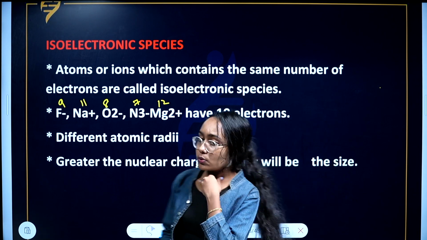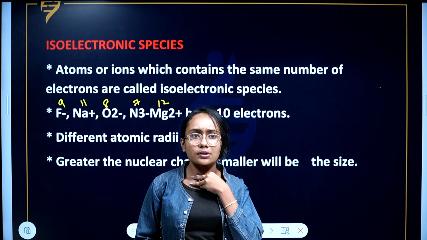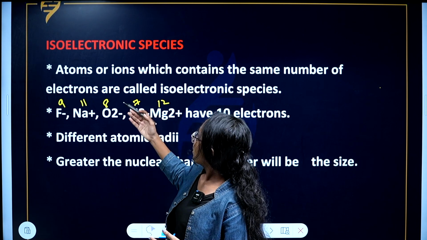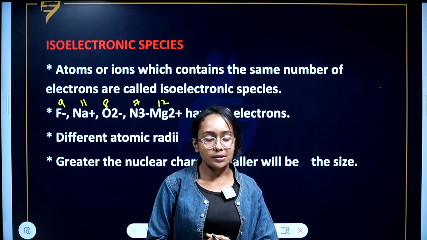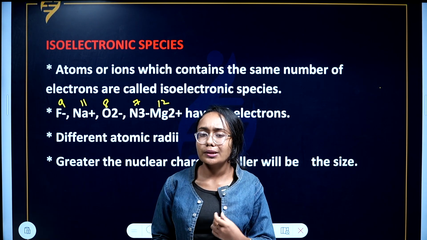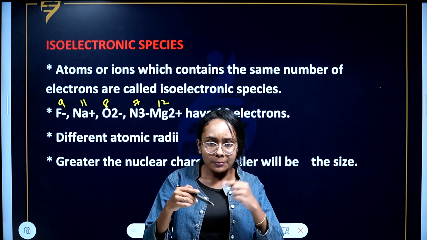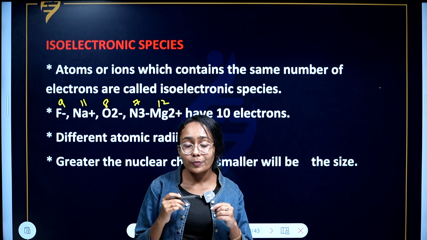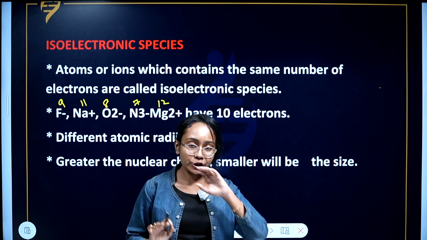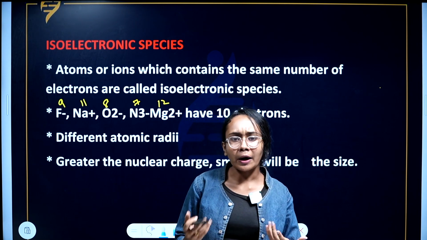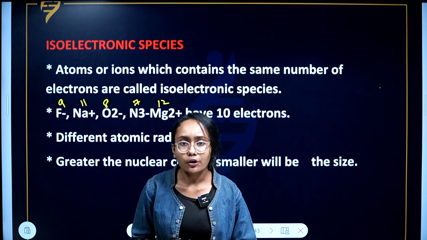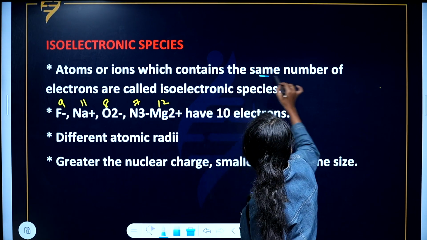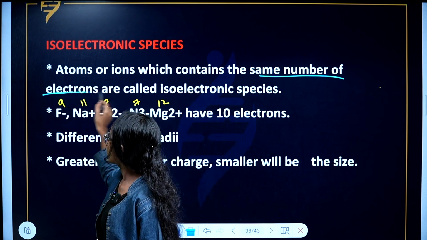Isoelectronic species. What is isoelectronic species? What are such species? Why are they named like isoelectronic species? Say the word again. It's iso. Iso means same. Electronic species. They are isoelectronic. Means what? They have same number of electrons. Isoelectronic means same number of electrons.